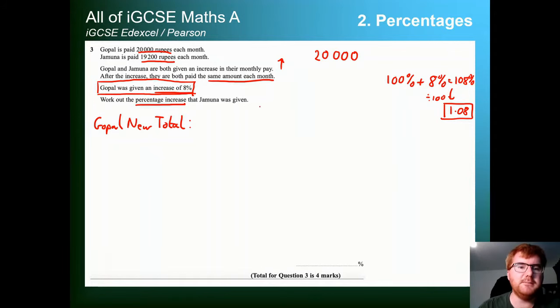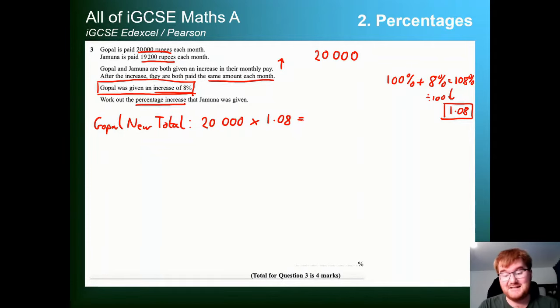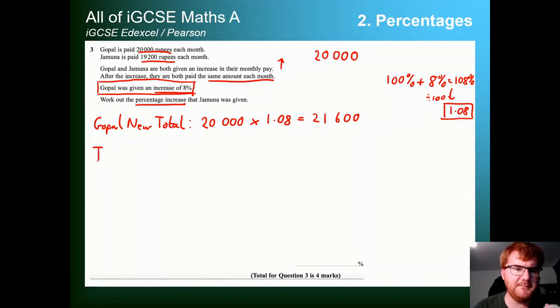So this is the way I like to approach these questions. Again, work out the multiplier, and all we need to do to work out his new amount he gets each month is take 20,000 and multiply by 1.08. Again, you could work out 8% manually and add it on. That is also perfectly fine. So if we pop that into our calculator, we then get 21,600. Now let's focus on Jamuna. So we're going to approach this in a very similar way.